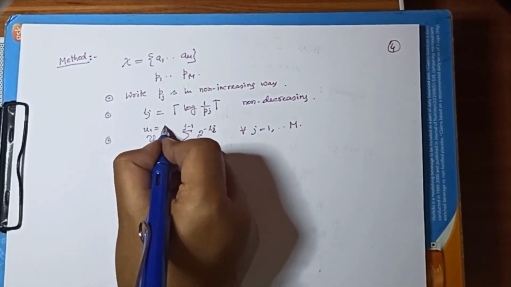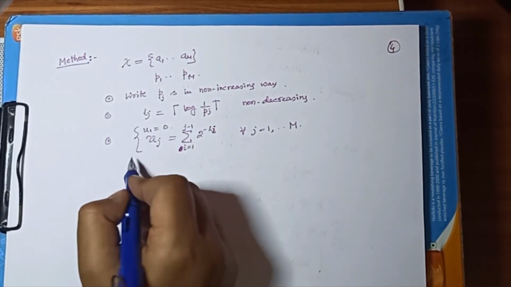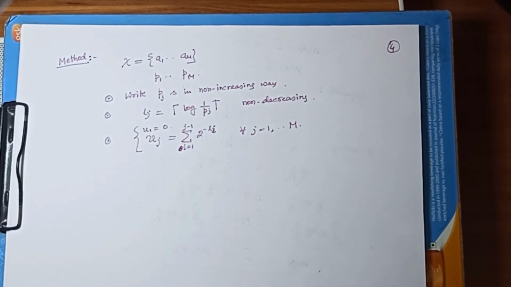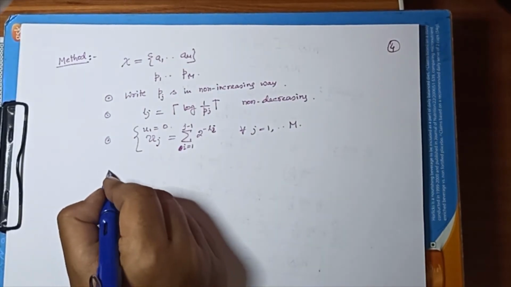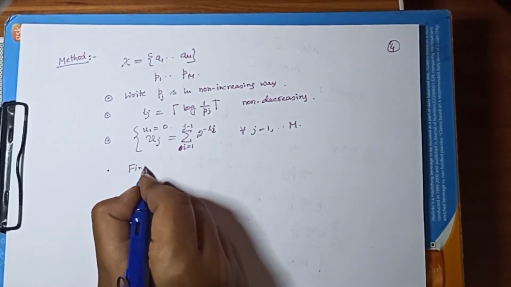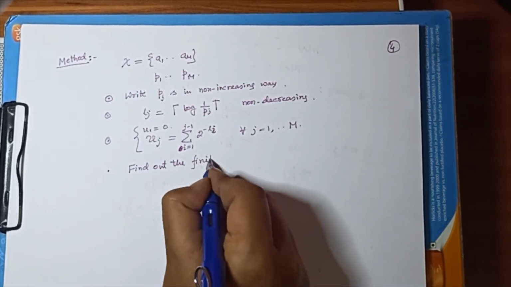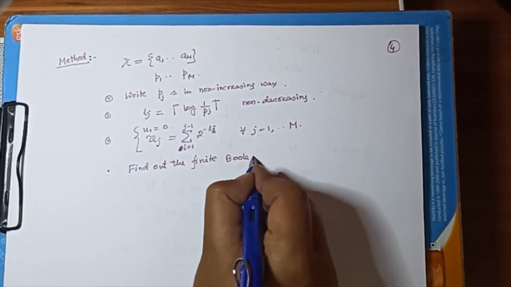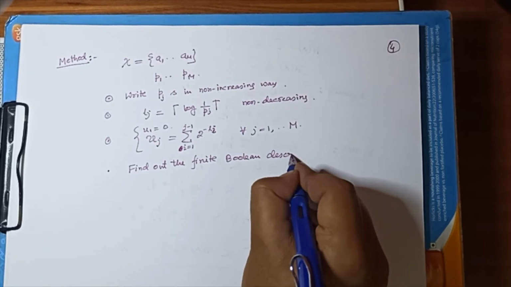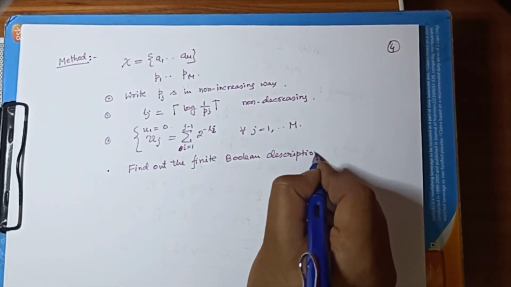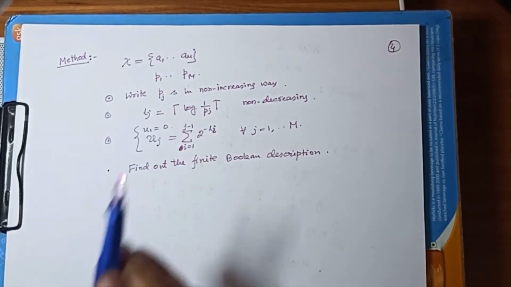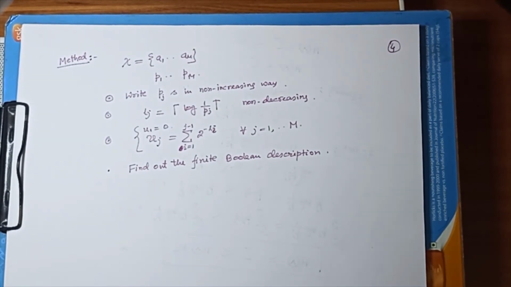Start with u1 is equal to 0. Then you find all such real numbers u, and you can see clearly that these are not really real numbers, they are rational numbers. So they have a finite Boolean description. So find out that description, the finite Boolean description, and they will have the lengths Lj's corresponding to. So that will be one code.